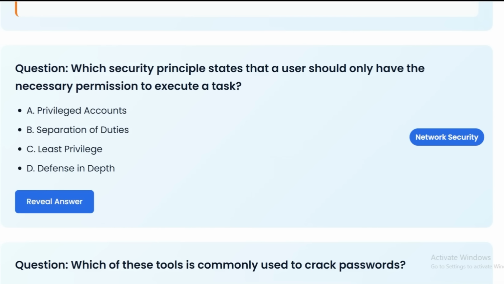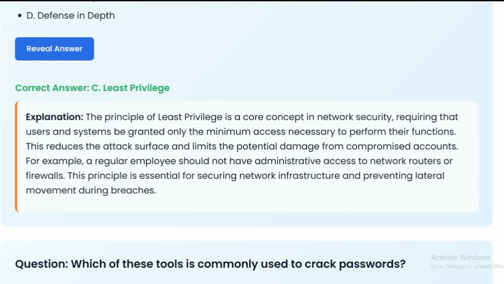So the answer is least privilege, which means the principle of least privilege is a core concept in network security, requiring that users and systems be granted only the minimum access necessary to perform their function. This reduces the attack surface and limits the potential damage from compromised accounts. For example, a regular employee should not have administrative access to network routers or firewalls. This principle is essential for securing network infrastructure and preventing lateral movement during breaches.